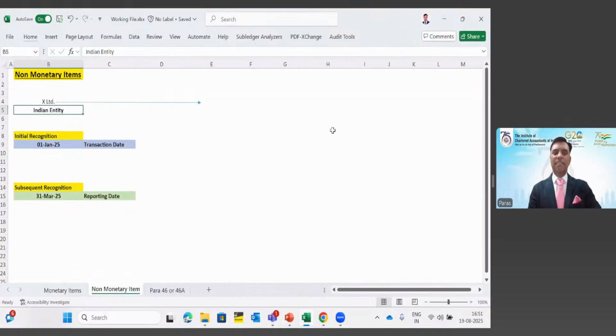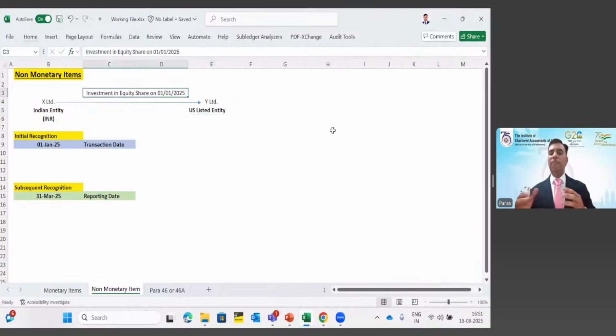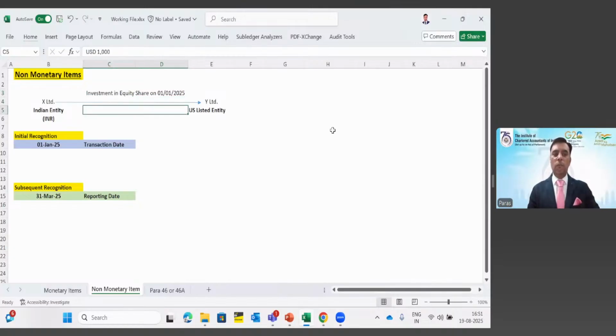I am taking the same example. There is entity X Limited. Now this time X Limited has purchased the equity shares of Y Limited, which is a US-based listed entity, right? Now this is the investment in equity shares on 1st of January 2025. X Limited has purchased equity shares in foreign currency, right? And what is the price? 1,000 is the investment price, and the rate is 85 rupees on 1st of January 2025.